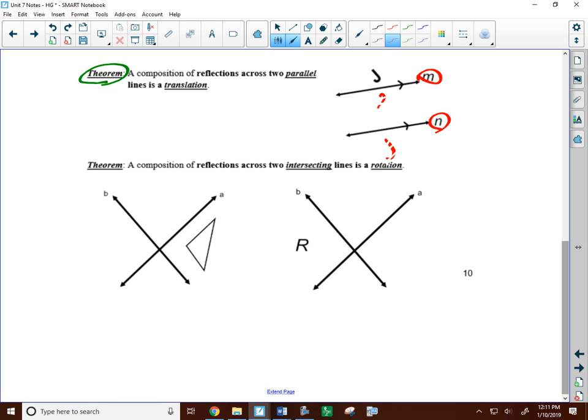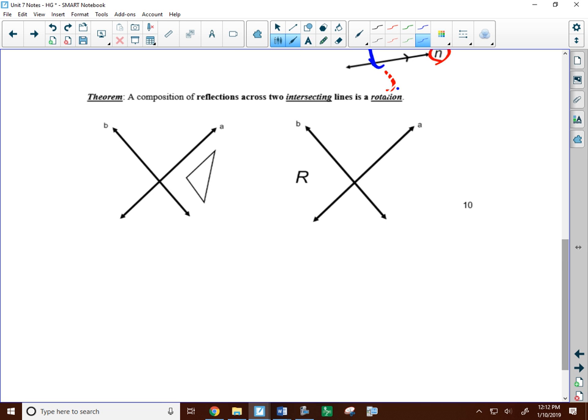Okay. And now, what it shows is a single translation from this J down to there. That's the first theorem. Ready to move on to the second one? Yeah.